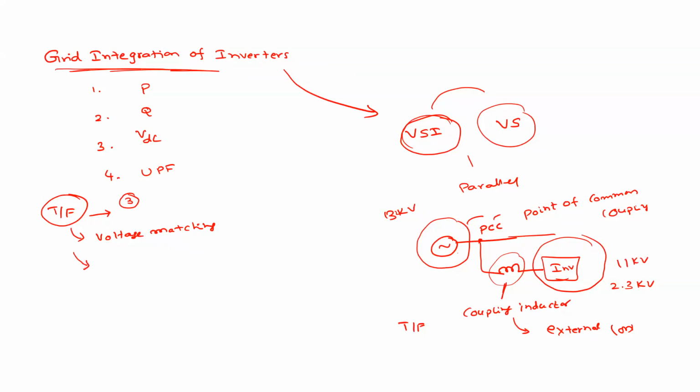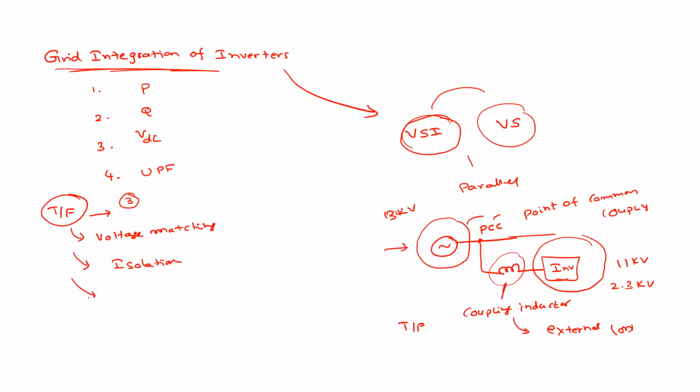The second thing is that it will act as isolation. Whenever some fault occurs, this transformer will isolate. For example, if you have a fault on the grid side, this transformer acts as an isolation, and whatever the fault is, it will not propagate to the inverter side. So it will act as an isolation.